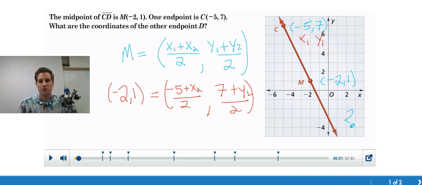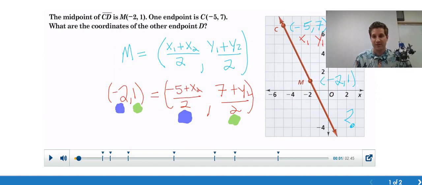So what we want to do is go ahead and set each piece equal. If you take a look, this negative 2 should equal whatever this ends up being. So whatever I put in for x2 needs to equal negative 2. And likewise, whatever y2 is needs to make sure it equals 1. So I'm going to set up two separate equations to solve this.